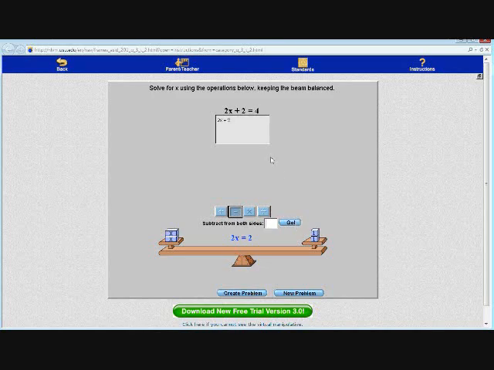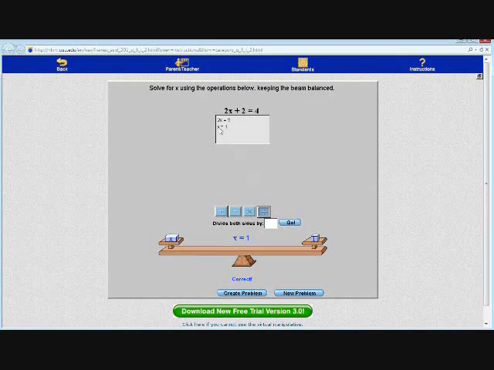Now you have 2x equals 2. Every time you do an operation, the box is updated with a new equation. And thus, so is the balance beam. You have 2x equals 2. So to solve for x, you must do the inverse operation of multiplication, which is division. So you click Divide, you have to divide by 2, click in 2, and then press Go.